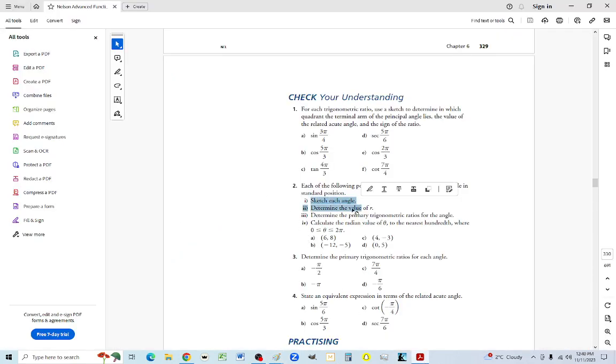They want to sketch each angle, determine the value of r, determine the primary trigonometric ratios, and calculate the radian. Okay. That's not too hard. Okay, this one's also good practice. Number 2.